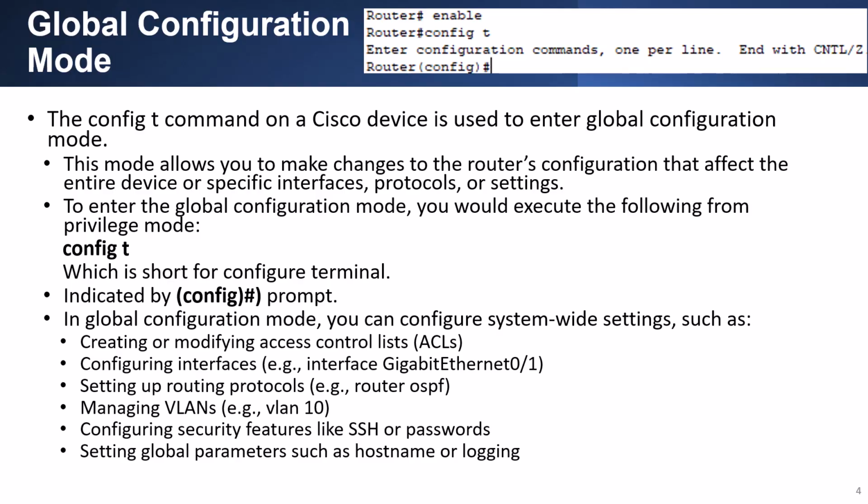In global configuration mode, you can configure system-wide settings such as creating or modifying access control lists, configuring interfaces, setting up router protocols, managing VLANs, configuring security features like SSH or passwords, and setting global parameters such as hostname or logging.